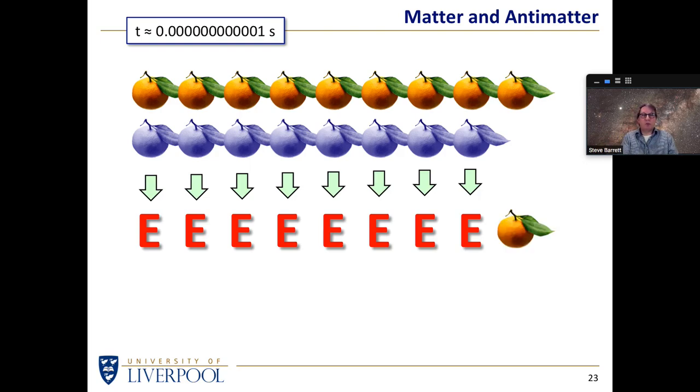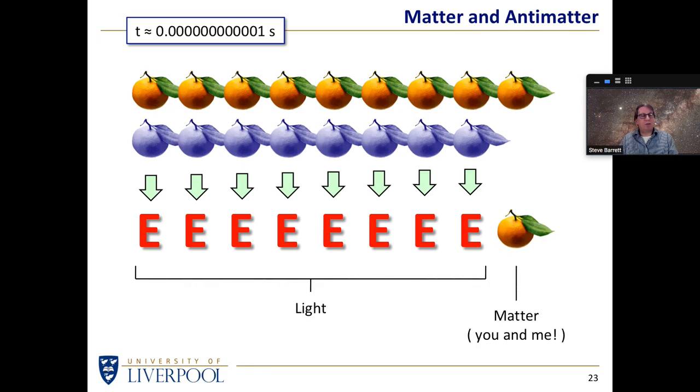In other words, what we have in the universe is a whole load of radiation, a whole load of light flying around, and we have a little bit of matter. And that little bit of matter is you, me, the Earth, the Sun, the Milky Way. Every galaxy we see in the observable universe is made of that little bit that was left over when some amount of matter didn't have an equivalent amount of antimatter to annihilate with.